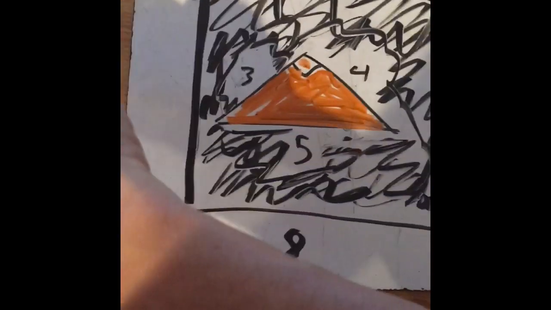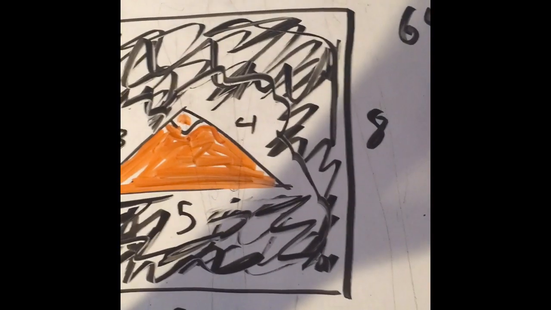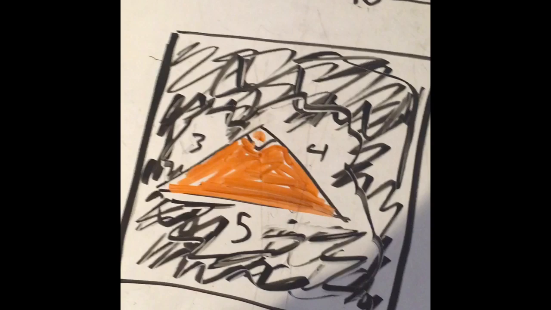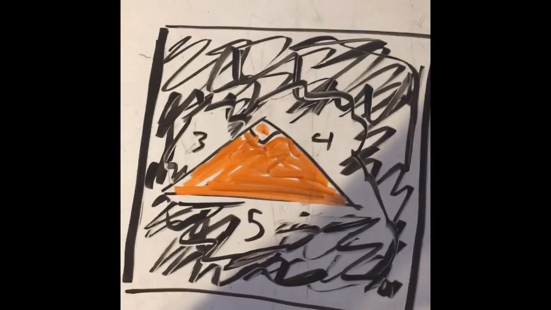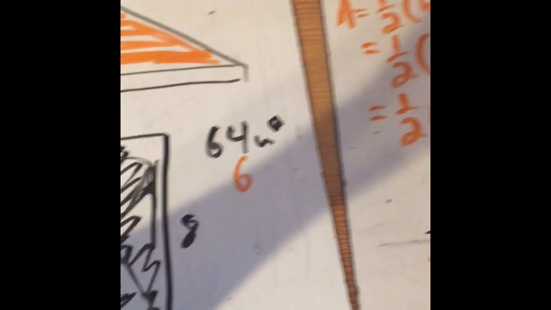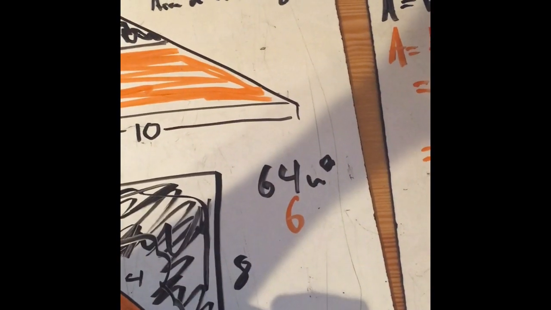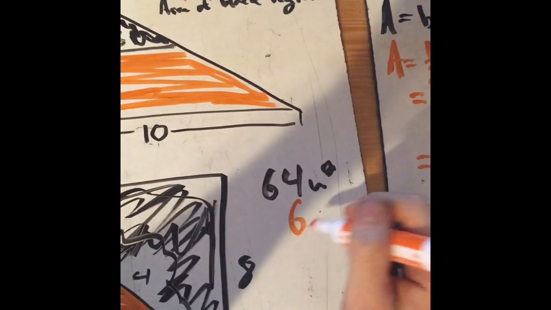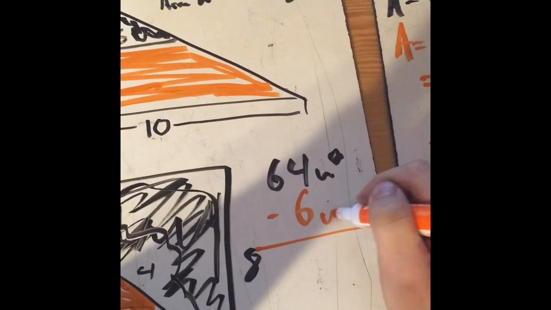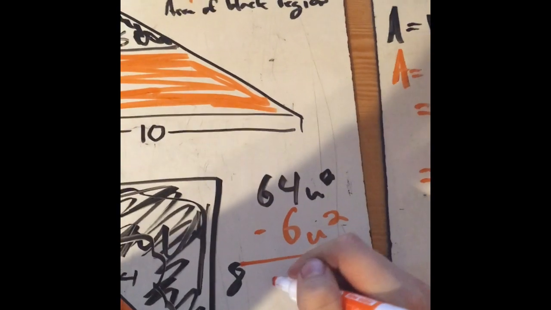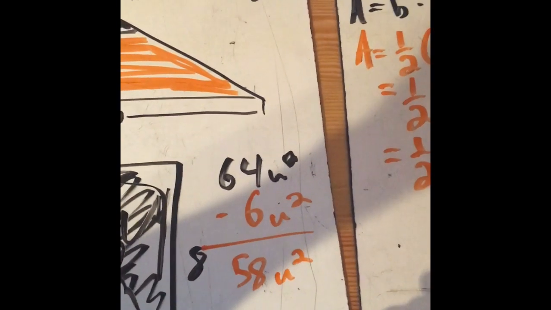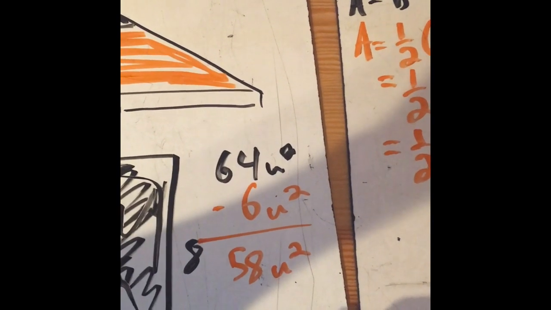This area is 6. 3 times 4 times 1/2 is 6 units squared. Right, so yeah, 3 times 4, boom, times 1/2, easy peasy, and then subtract 64 minus 6 is 58 units squared.